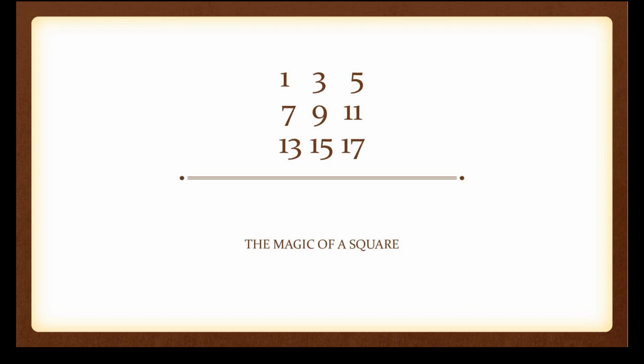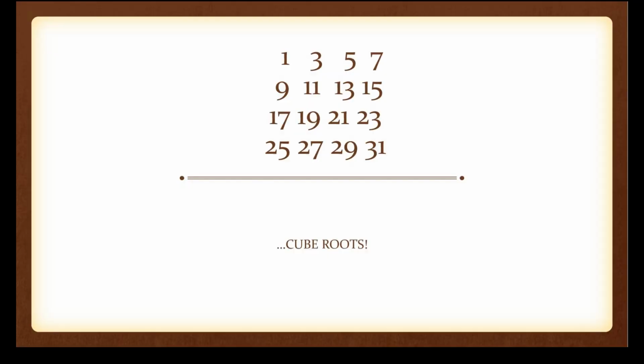The magic of a square. So what I've done is I've made a square, a literal square with the consecutive odd numbers from 1 to 17. Can someone type in what the diagonals add up to? What do the diagonals add up to in this square? Yes, 27. Okay, bookmark that answer. Bookmark it. Let's do it again. This time you get 64.